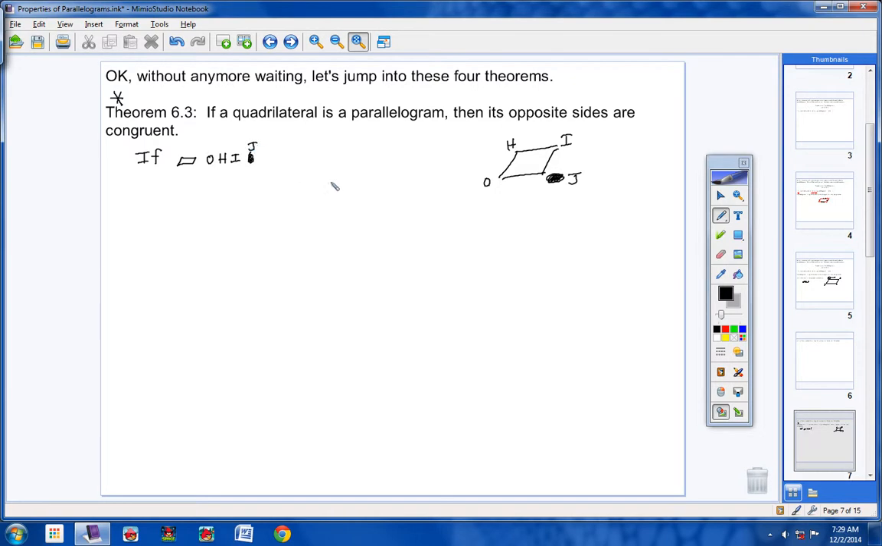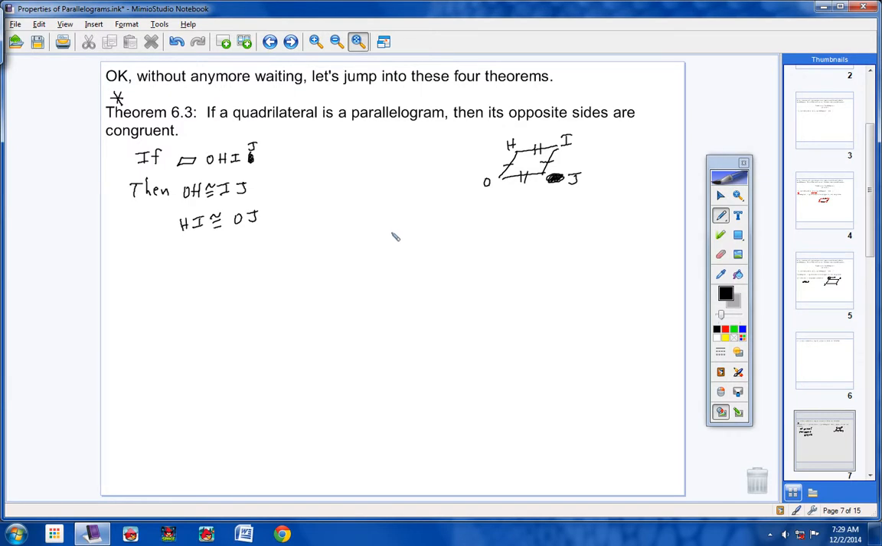There we go. Now look, guys. If I have a parallelogram, look what I know. Please write this down, guys. Then I know that OH is congruent to IJ, and HI is congruent to OJ. In other words, this side here is congruent to this side here. This side here is congruent to this side here. Please, please, students, don't ever forget that. You need to know that all year.